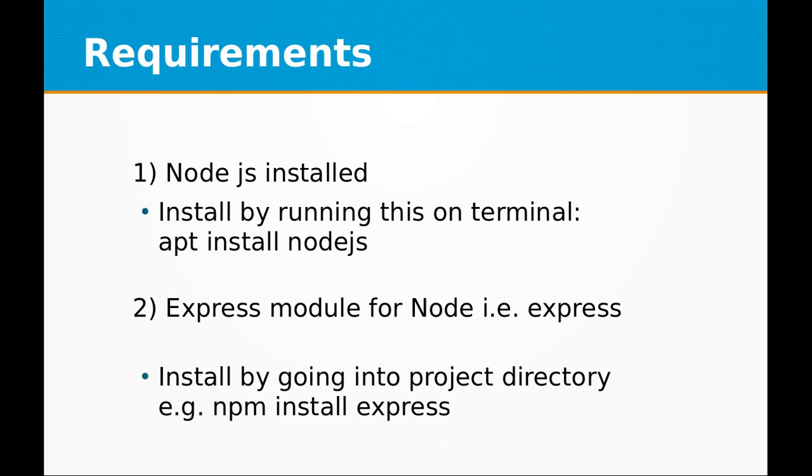We can install this by just simply running the command apt install Node.js on Linux or Ubuntu. The second thing we need on our computer is Express module for Node.js, and you can install it by just simply running the command npm install express. This will install Express module in your project directory.